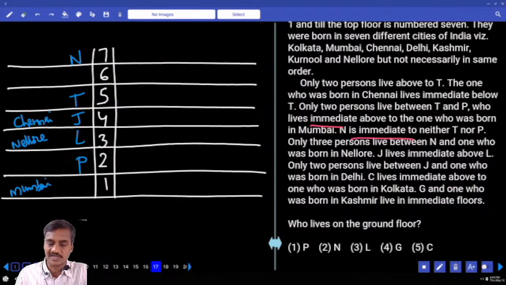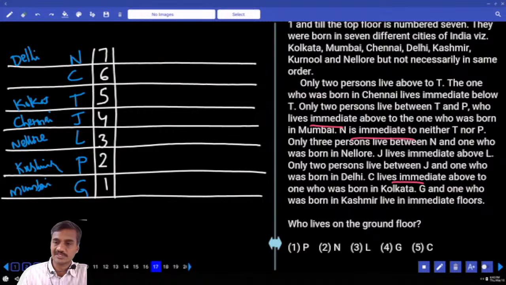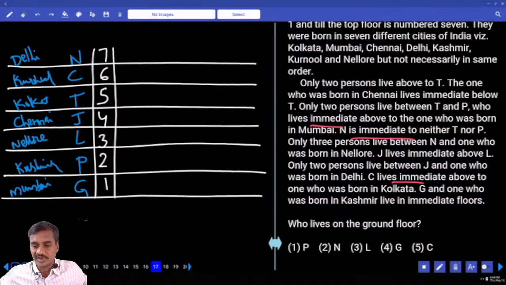And only 2 persons between J and the one who was born in Delhi. Between J and Delhi there must be exactly 2 people. The one who was born in Delhi is here. And C lives immediately above the one who belongs to Kolkata. C is here, and the one who was born in Kolkata is here. Then next, G and the one who was born in Kashmir are on adjacent floors. G is here, and this is Kashmir. What is the city left over here? Kurnool is the city left over, and C was born in Kurnool. Now this is the final arrangement we have.